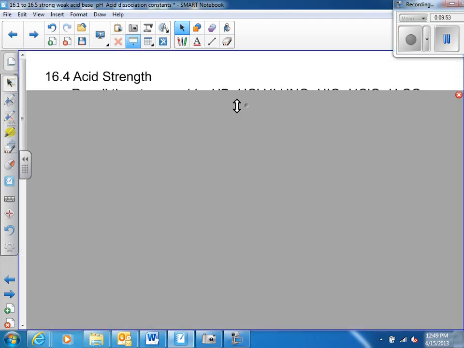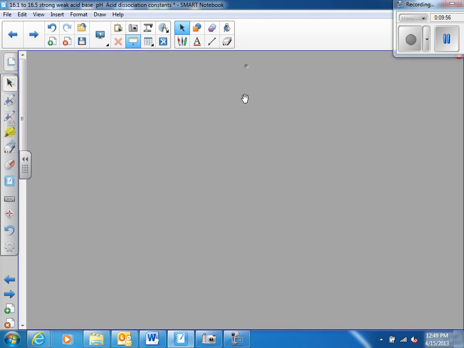All right, next section, acid strength. Oh, notice we skipped 16 too. It was just about water.